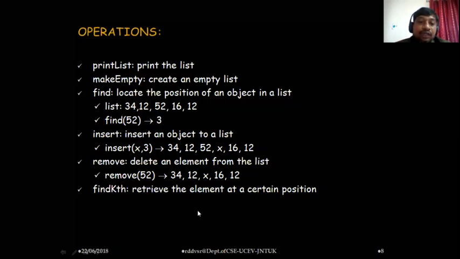And you can do operations like find kth, which retrieves the element at a certain position. I want to know the element which is placed at the fourth position. For find kth, you give find of 4. Find of 4 will return the element which is present at the fourth location. In this particular case, the element placed at the fourth location is 16, so it will retrieve 16.